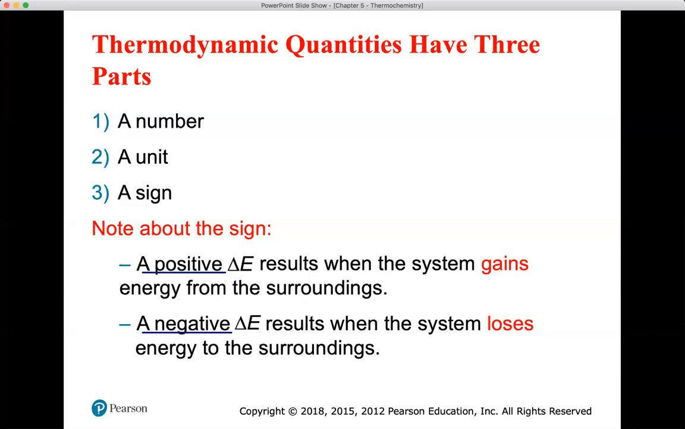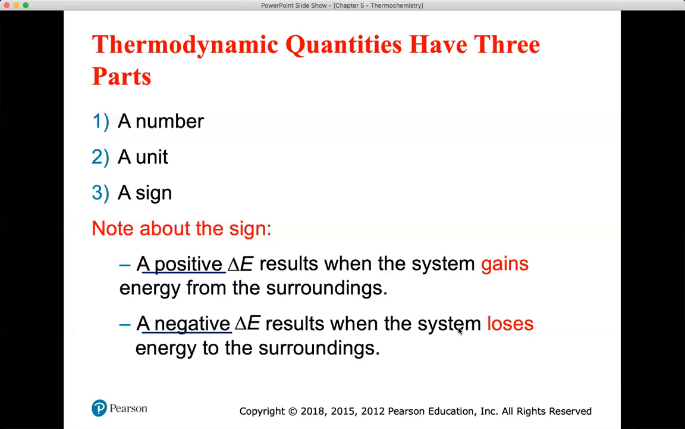Negative delta E, for the result in the system losing, means an exothermic reaction. Negative means remove. Somebody might think that a minus means taking away. No, that's not how you look at it. You have to look at it this way. It's not something you read over one time. If it's confusing to you, please understand: negative means it is given away by the system.